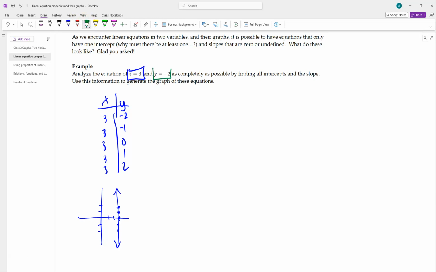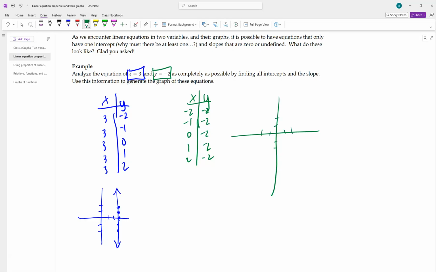By comparison, when I look at y equals negative 2, if I were to make the table of values for that, I can pick whatever x's I want, and y is always going to be negative 2. Okay, and so if I look at the associated graph, I go 1, 2 in every direction just to save myself time, and when x is negative 2, I get negative 2, and then negative 2, negative 2, negative 2, negative 2. So I get this nice horizontal line. So equations of the form y equals give a horizontal line.